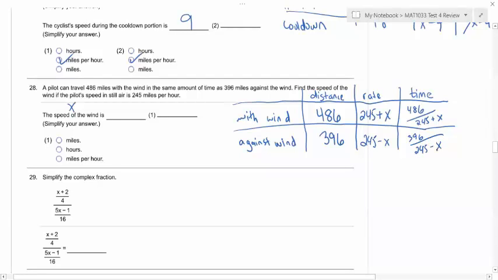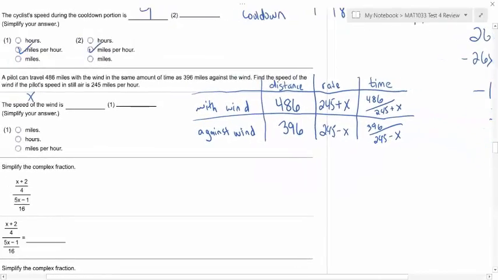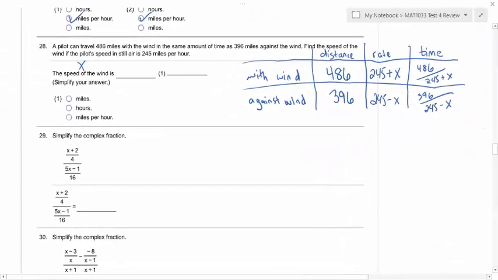Some big numbers here. What's the good news once again, just like the last problem? You can set them both equal, because it says the same amount of time. Oh, and I already wrote over there, so we'll do this one here. Okay. 486 over 245 plus x equals 396 over 245 minus x.